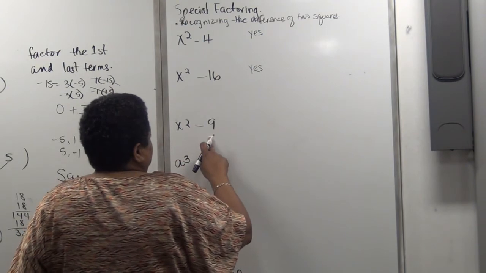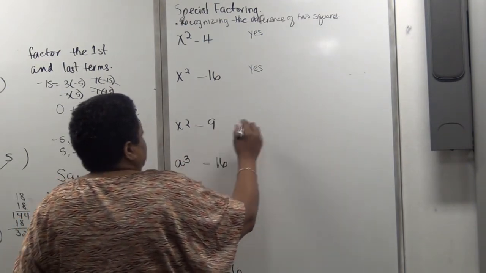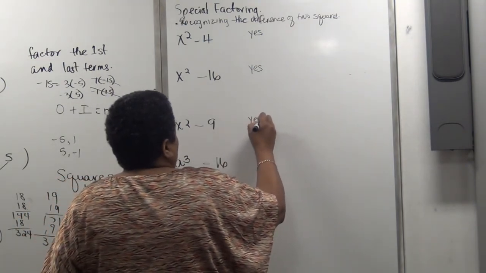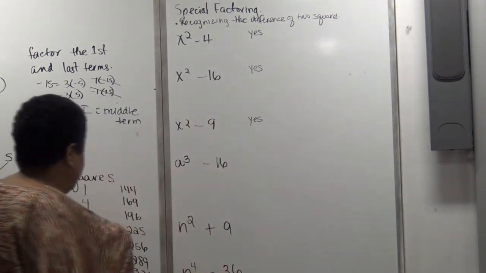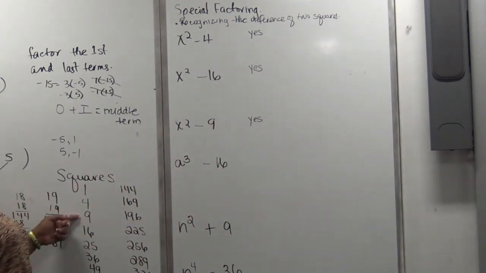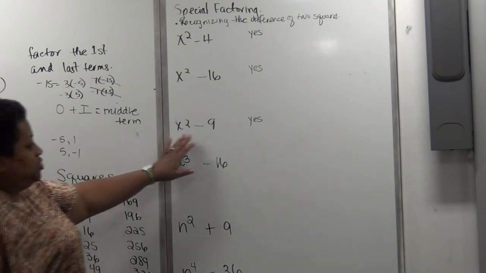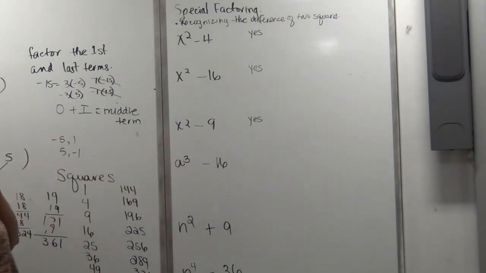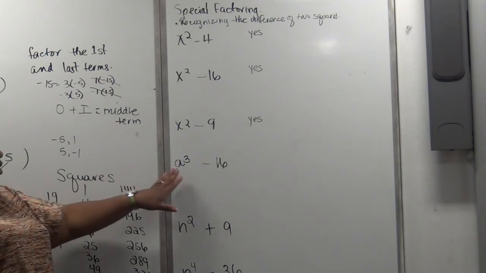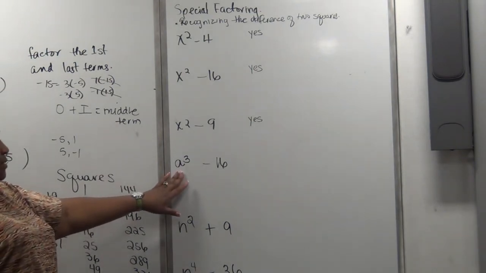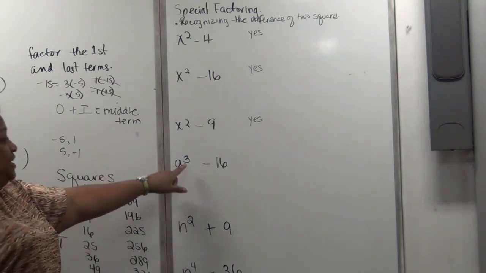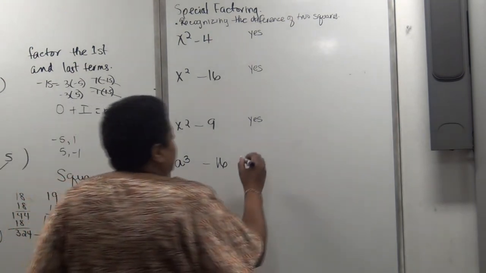What about this one? Yes, because 3 times 3 is 9. Is 9 on our list? Yes. Both of these are squares then, right? All right, what about the next one? Yes, it is. 16's on the list. Okay. What about x cubed? No. Why? Because the exponent is odd.